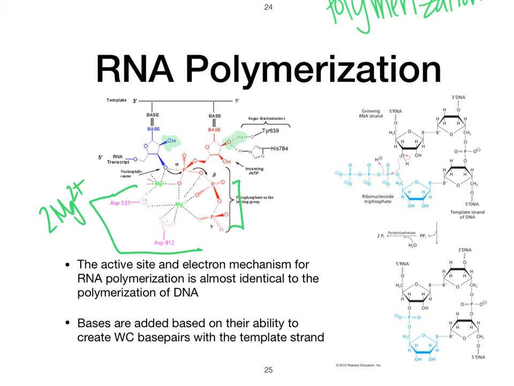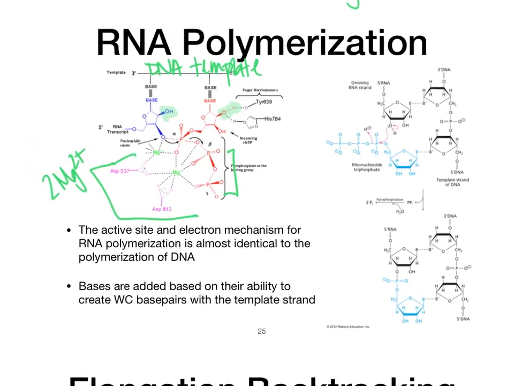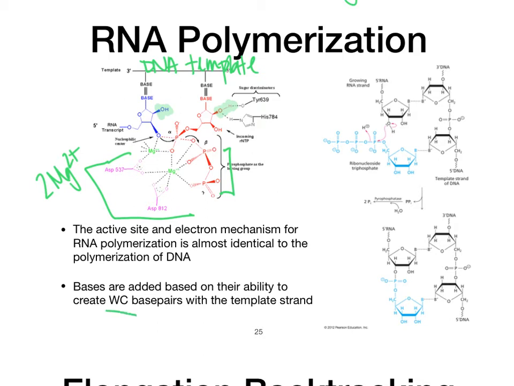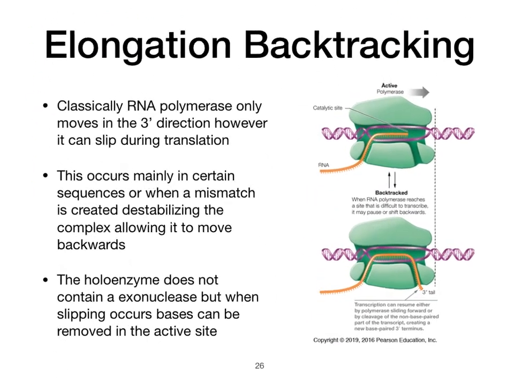And so we can see this whether we look at the reaction here that shows the template. So this, keep in mind, is a DNA template. And we are creating RNA. And so bases are added based on their ability to create a Watson and Crick base pair with the template strand. So the Watson and Crick base pairs that we learned previously really control how all of these different parts interact with one another.